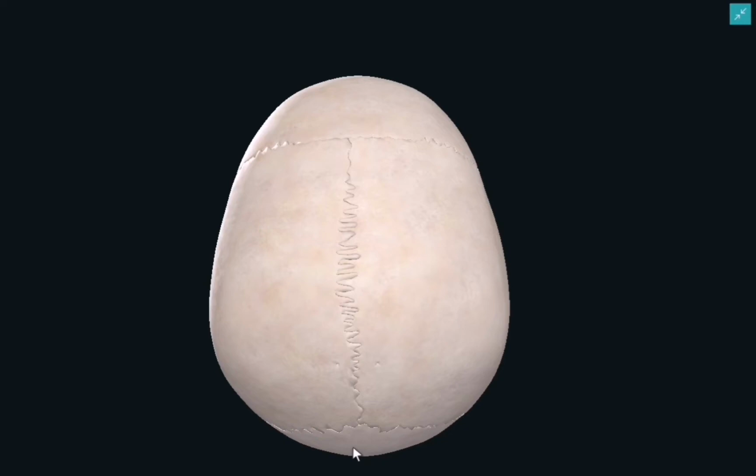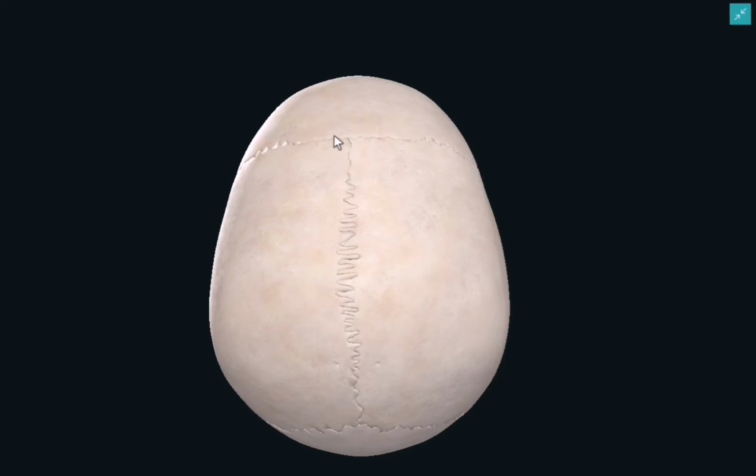What about the sutures connecting these bones together? The suture which lies horizontally like a crown is called the coronal suture. The vertical suture that unites the two parietal bones together is called the sagittal suture. The suture present posteriorly, connecting the two parietal bones with the occipital bone, is called the lambdoid suture. So: coronal, sagittal, lambdoid.